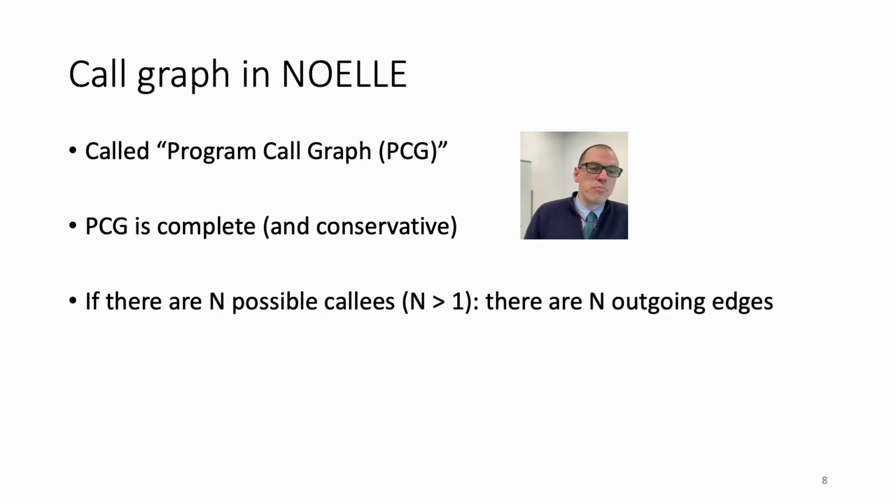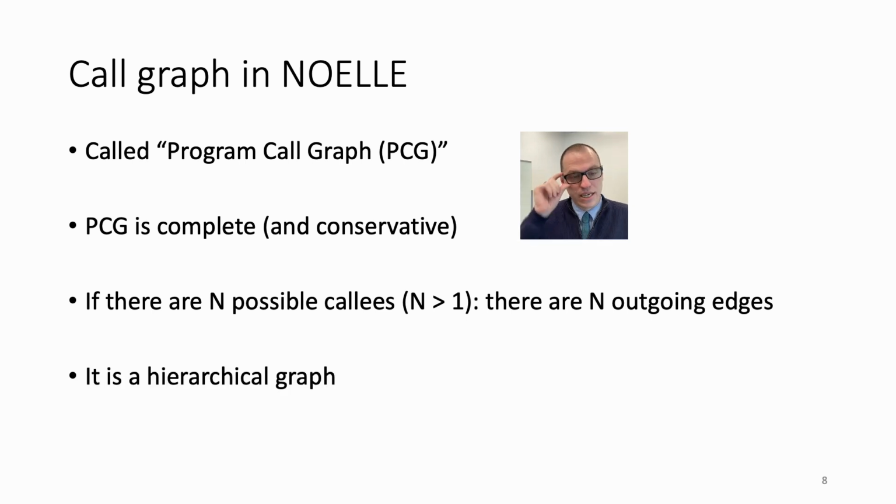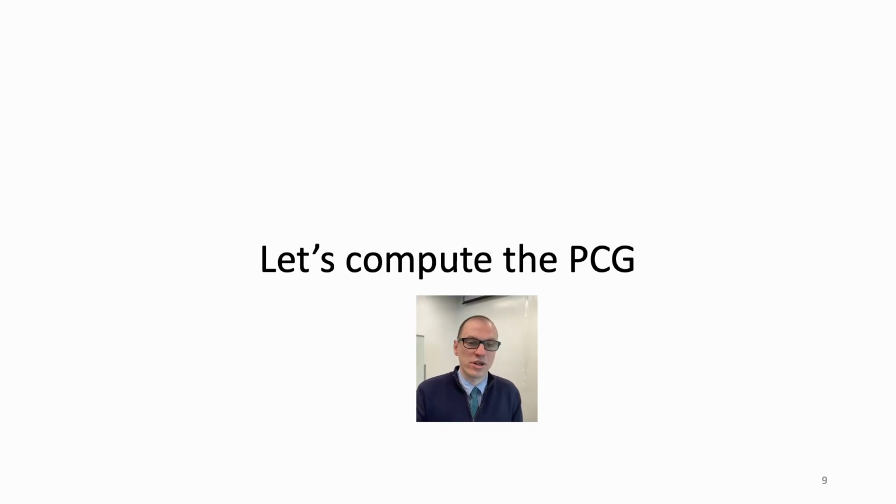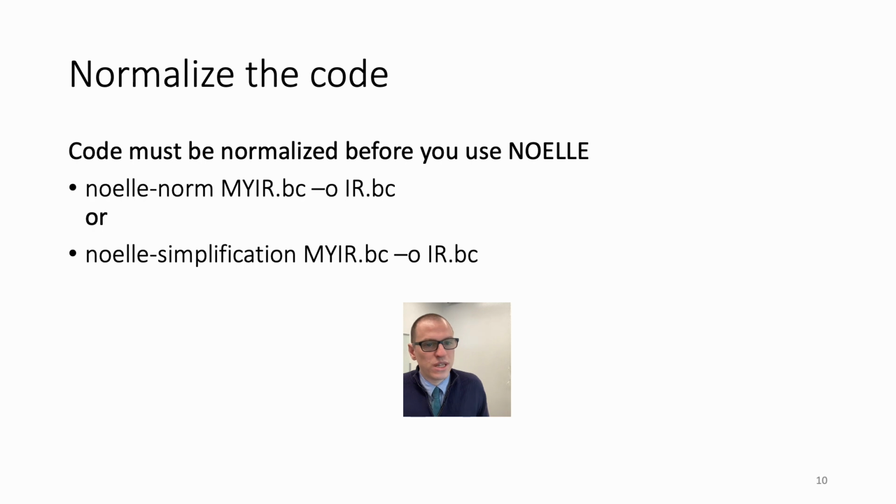And if there are n possible callees from a given indirect call, all of them are expressed explicitly as outgoing edges. The graph is hierarchical, and we're going to see how. But first, let's compute the program call graph. As usual, when using NOELLE, you first have to normalize your code. If you don't know what that means, please watch the Introduction to NOELLE talk.